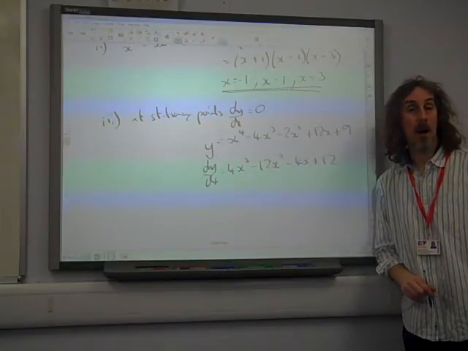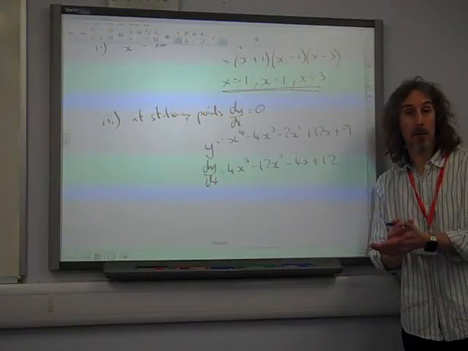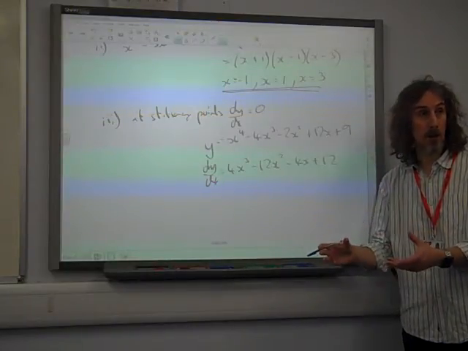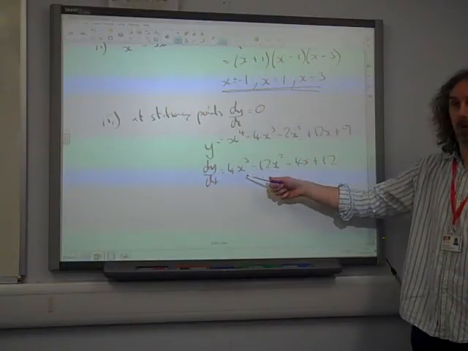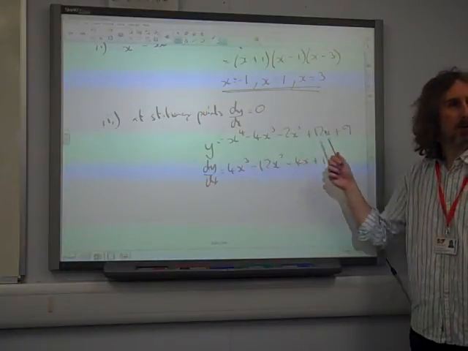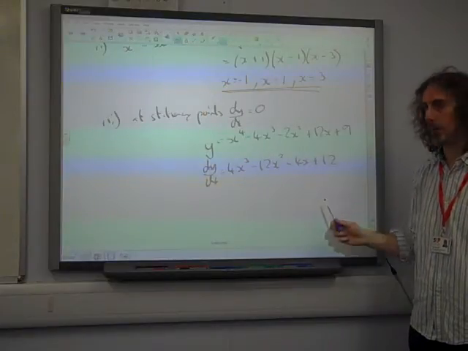And it was the AS lunchtime support thing on Friday. I was making a big point about when you're finding stationary points, you must show that you're putting this equal to 0. Don't leave it to be assumed.